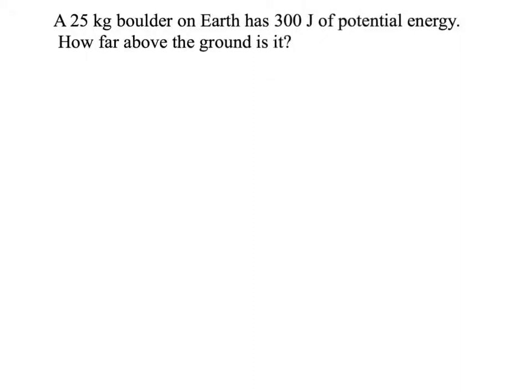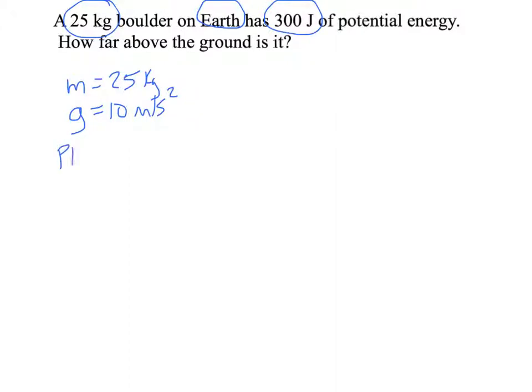Alright, this problem is a little more complex than the last ones we did, but it's along the same lines. We're going to write down all our information. So in this situation, we have a 25 kilogram boulder. 25 kilograms is our mass. And it says on Earth, which if we're on Earth, remember we know that g is 10 meters per second squared, and it has 300 joules of potential energy.